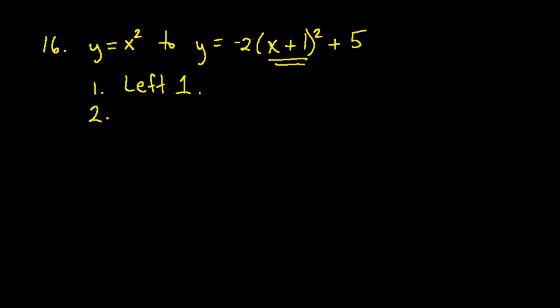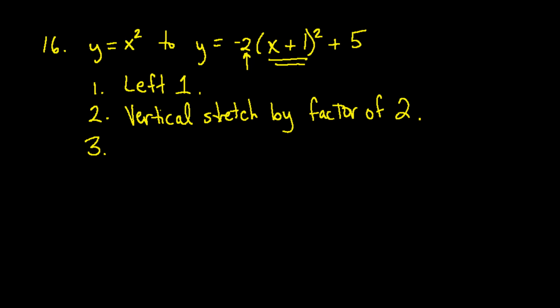The next thing we notice we have going on is a multiplication by a factor of 2. The negative we will handle as a separate transformation. So the 2 is actually a vertical stretch by a factor of 2. Then the third thing we see is the negative. Okay, the negative will reflect the whole graph over the x-axis. So it's a reflection over the x-axis.